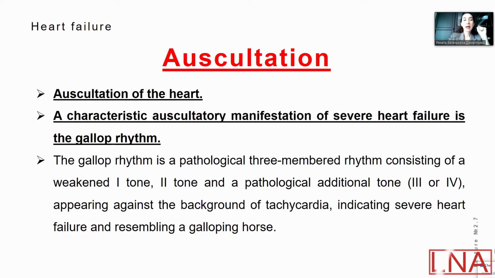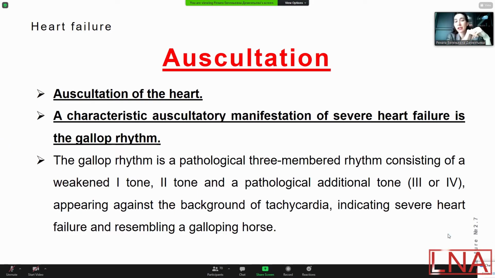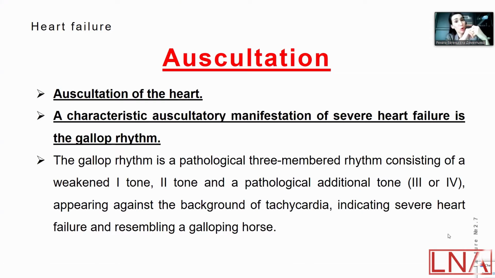A characteristic auscultatory manifestation of severe heart failure is the gallop rhythm. It includes a third pathological tone due to heart failure. The gallop rhythm is a three-member rhythm consisting of a weakened first tone due to relative insufficiency of the mitral and tricuspid valves, the second tone, and a pathological additional tone, third or fourth, which is very difficult to differentiate. It appears against the background of tachycardia due to compensatory activation of the sympathoadrenal system and the renin-angiotensin-aldosterone system, indicating severe heart failure and resembling a galloping horse.